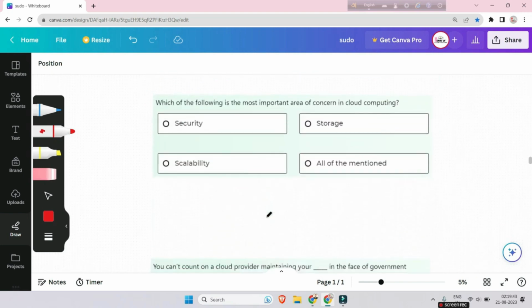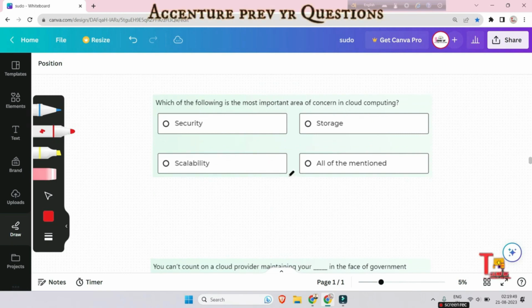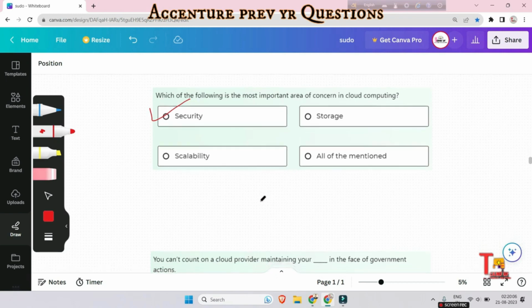Okay, the next question is, which of the following is the most important area of concern in cloud computing? Security, storage, scalability, or all of the mentioned. Which will be the answer? The answer will be security. Perhaps the biggest concerns about cloud computing are security and privacy. So security will be the answer in this case.